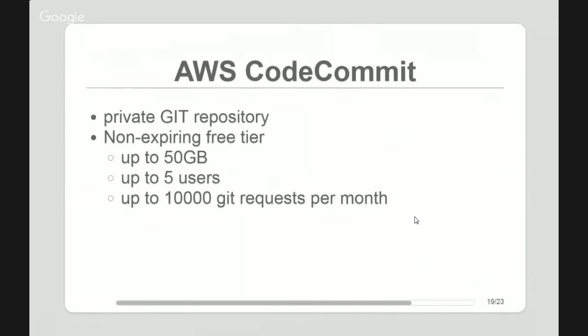Another service which could be interesting for you, Amazon AWS provides free Git repositories. So if you have some personal project which you don't want to share on, for example, GitHub, because GitHub is either publicly accessible or you need to pay for that. With CodeCommit, you can have up to 50 gigabytes of Git storage and up to 5 users and 10,000 Git requests per month, which should be enough for even small things.